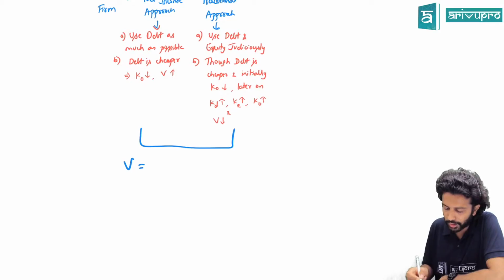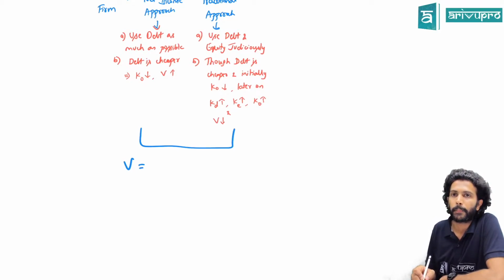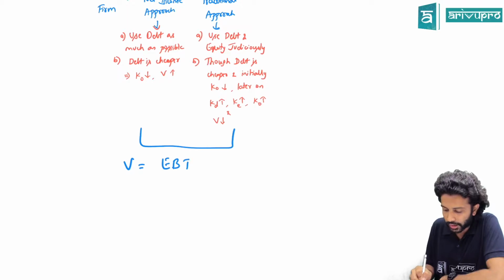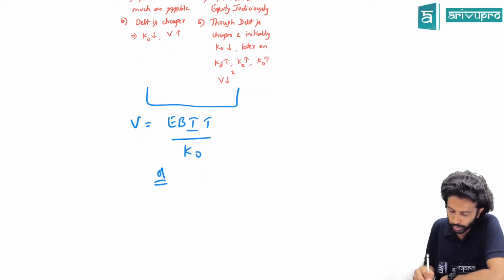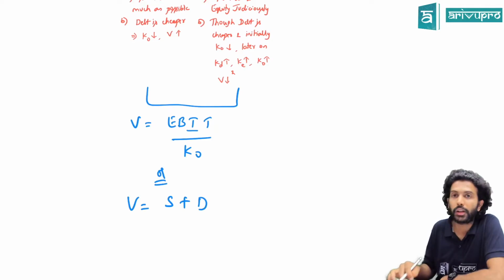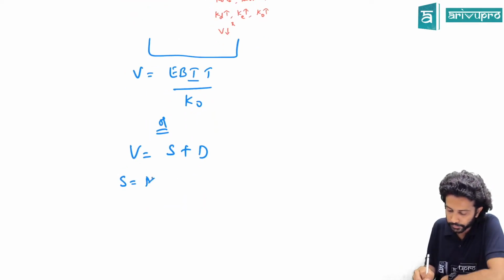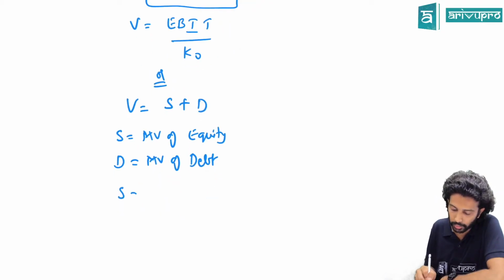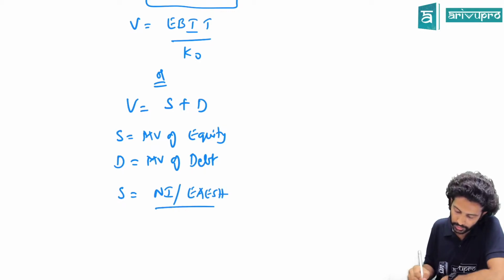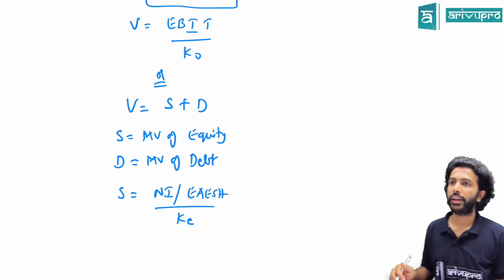Value of the firm. How do you get value of the firm? We wrote two formulas. Now what is that? Net operating income, that is EBIT, divided by overall cost of capital. This is the earnings approach. Or we had one more approach you could have used. V is equal to S plus D, wherein S is equal to market value of equity and D is equal to market value of debt. Correct? No? And to find out S also, we had one more formula. What is S? NI, or earnings available to equity shareholders, divided by cost of equity.